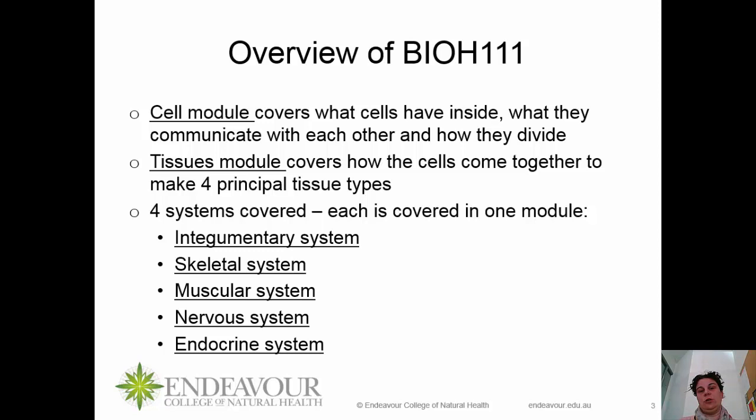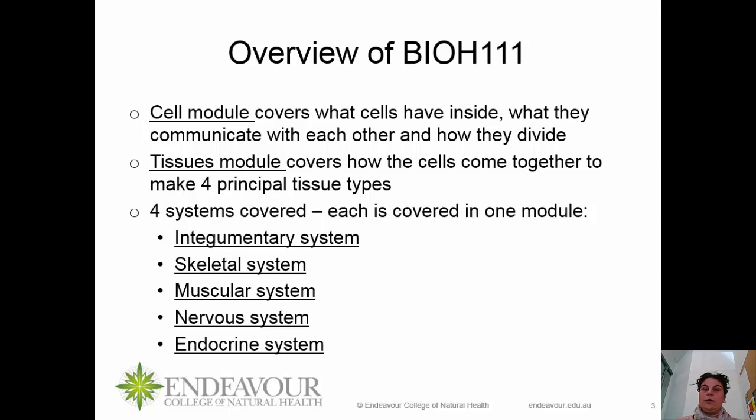Then we're going to spend a session on tissues. There are 4 principal tissue types, and in this session we're going to cover 2 of them. The other 2 we're going to cover, one in the muscular system, because muscle tissue is one principal tissue type, and the other in the nervous system, because nervous tissue is another principal tissue type.